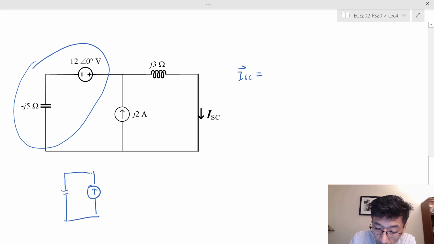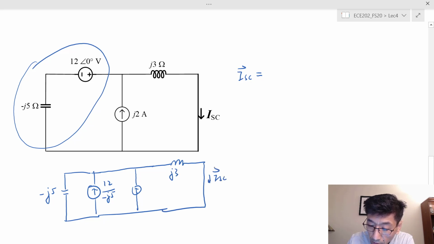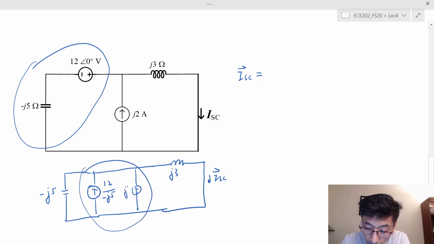Negative J5, right? So negative J5, and I have 12 divided by negative J5, and I have J2. That's it. So this is J3, and this is ISC. What I can do is these two in parallel, right? So I can add them together.